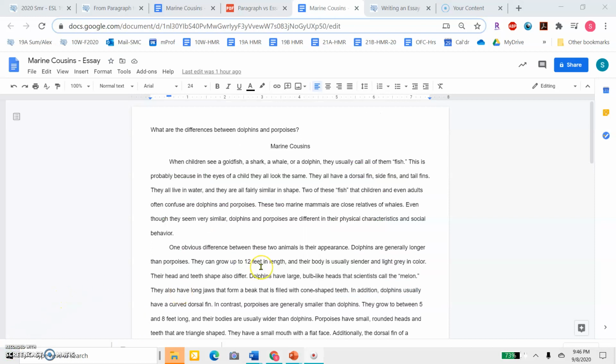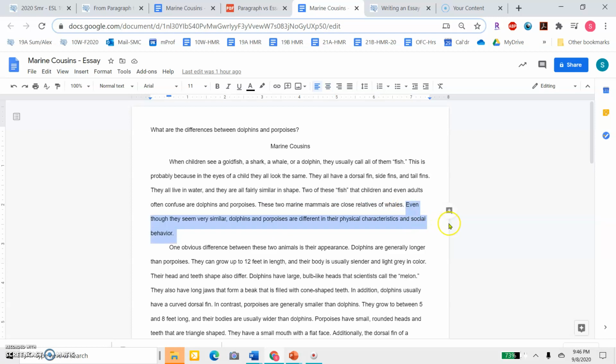Okay, so finally, let's take a look at an example of an academic essay. So this is an essay that's based on the same topic, comparing dolphins and porpoises. It has the same title. And what was the topic sentence in your paragraph is now the last sentence of your introduction, which is the thesis statement. Oops, here we go, the last sentence here.